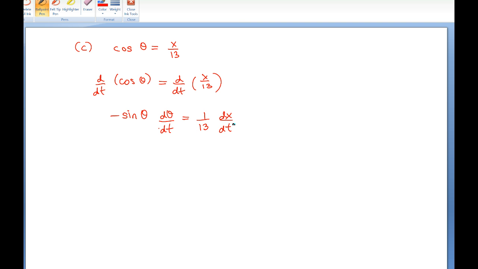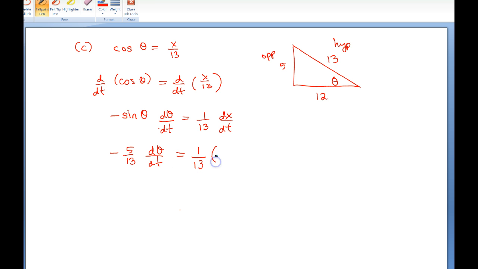Now theta, we need to be able to solve. So remember, it was a right triangle here. This was 5, this was 12, this was 13. We can just plug it in. What's sine of theta? It's opposite over hypotenuse, 5/13. So it's negative 5 over 13 d theta/dt equals 1/13, and dx/dt was 5. Is that right? Okay, it did work out. So negative 1, and that's radians per second.